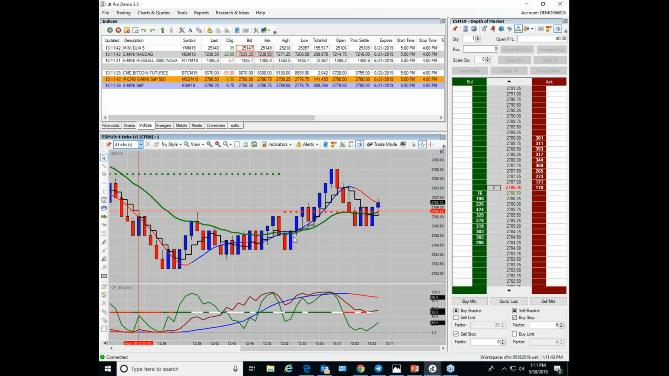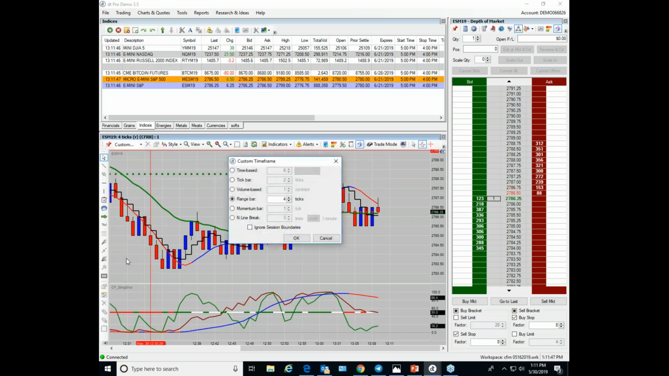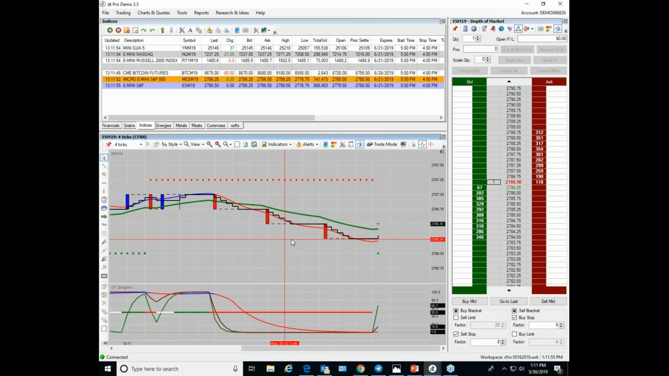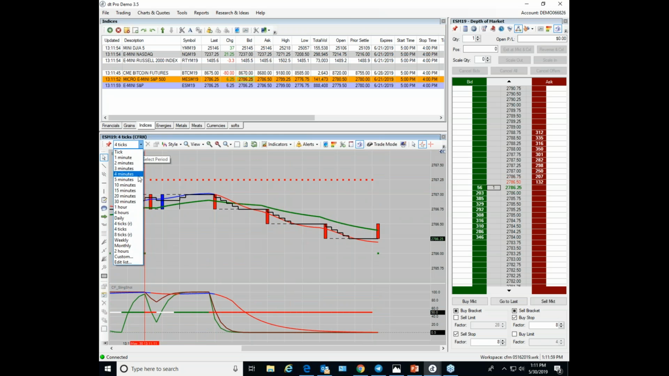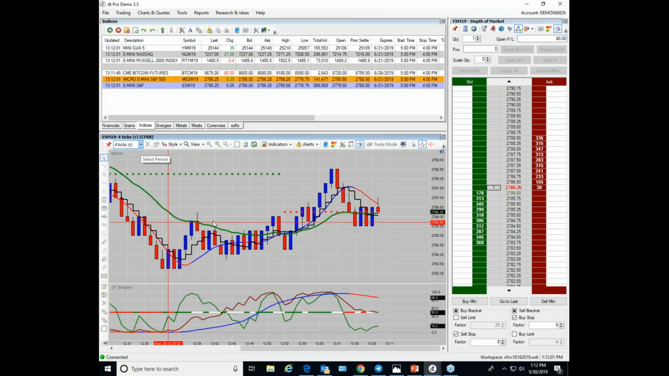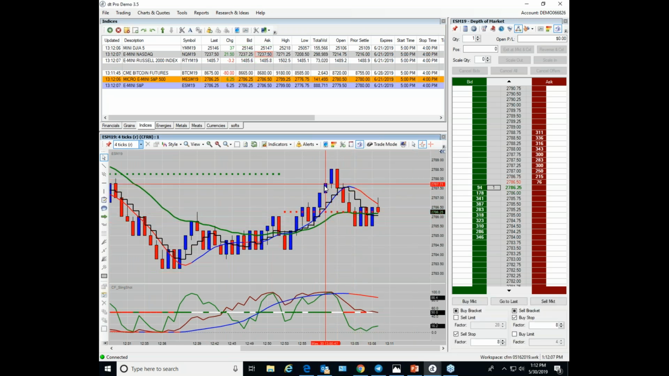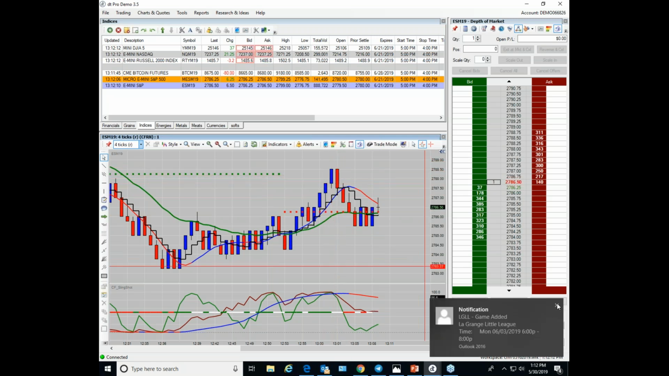The one trap that people fall into: they go down to custom, they select tick bar, they make the 2 look like a 4, and your chart starts looking like this. That's a big red flag. That's the first trap. Just remember, it's a range bar. The reason it's a range bar is that the height of each candle is 4 ticks in height.